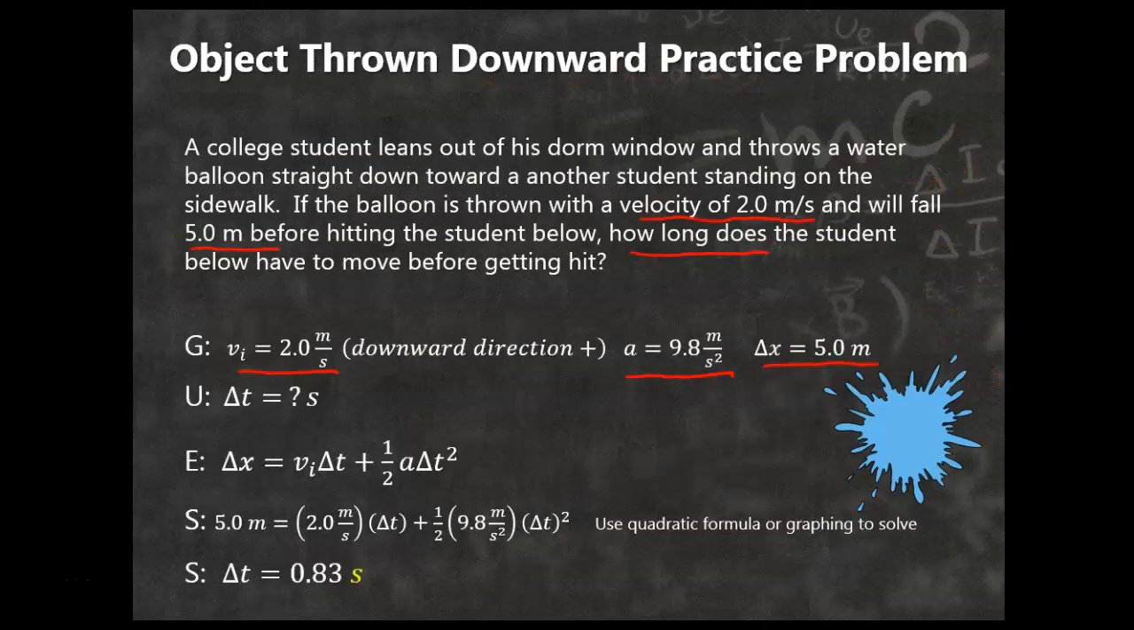So we'll come back here and we say distance equals initial velocity times time plus 1/2 a t squared. We plug in our distance, which is 5 meters. Our initial velocity is 2 times time plus 1/2 a t squared.